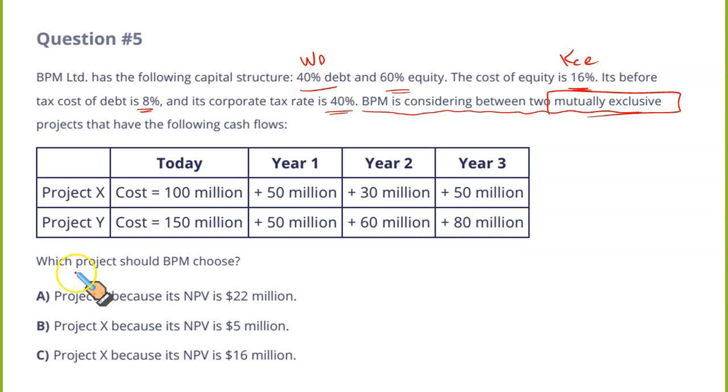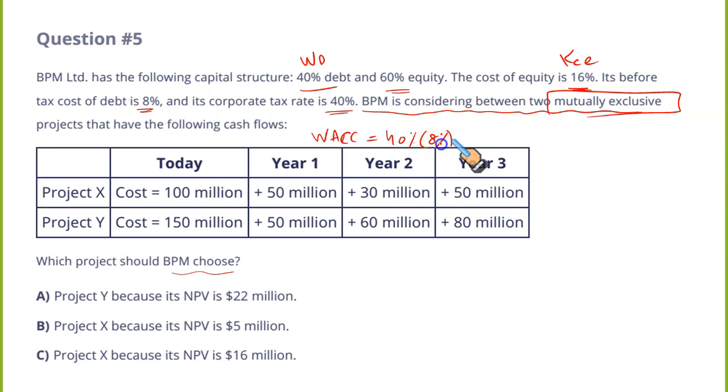So what should we do? Which project should BMP choose? Of course, NPV. But for NPV, we need a discount rate. What to do? We have two different sources of finance, debt and equity. So it means we need to use WACC, weighted average cost of capital. Apply the formula straight away. Do not go for niceties. Save time. Debt is 40% of your total capital structure. And the cost of debt is given as 8.